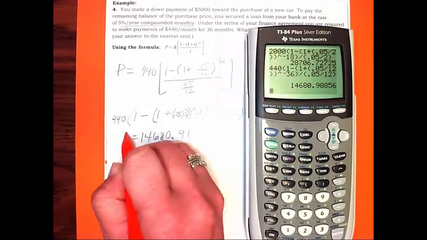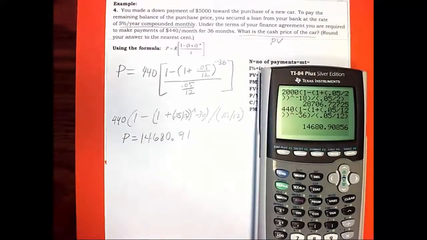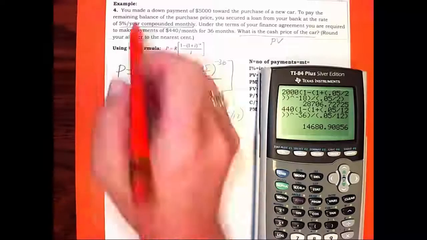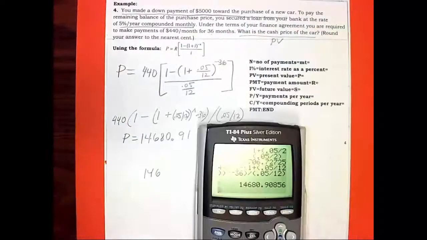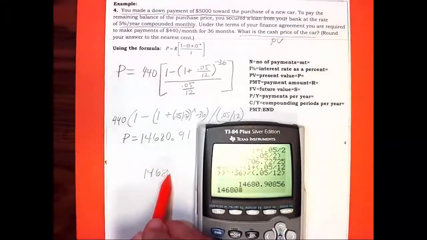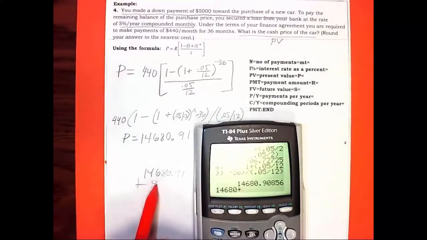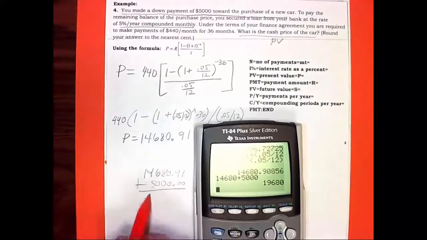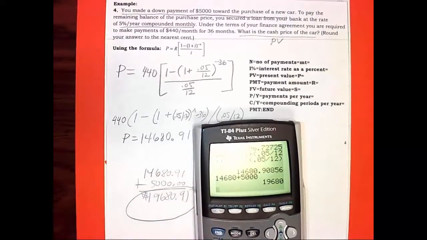Now be careful. It asked for what? The cash price of the car. And what did it tell us in the first sentence? You made a down payment of $5,000 toward the purchase of a new car. So we're going to have to say 14,680.91 plus our down payment was $5,000. 19,680.91. That was the total cash price of the car.